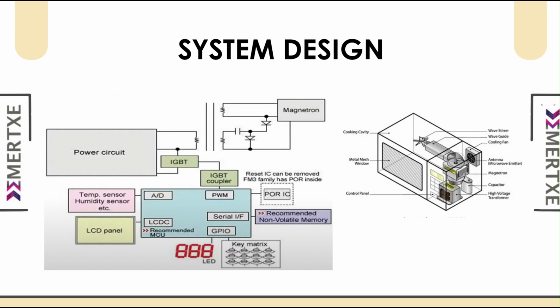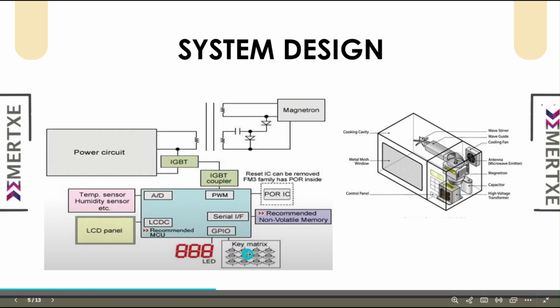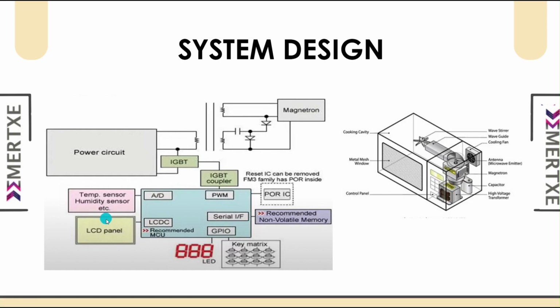This is the block diagram, and this is the simple overview of the microwave functional requirements and working. Here we can see magnetron and some diodes and power circuit, IGBT coupler, and PWM IC. Reset IC can be removed. STM family as 4 inside. Recommended non-volatile memory, key matrix, LED function, recommended MCU, LCD panel, temperature sensor, humidity sensor.